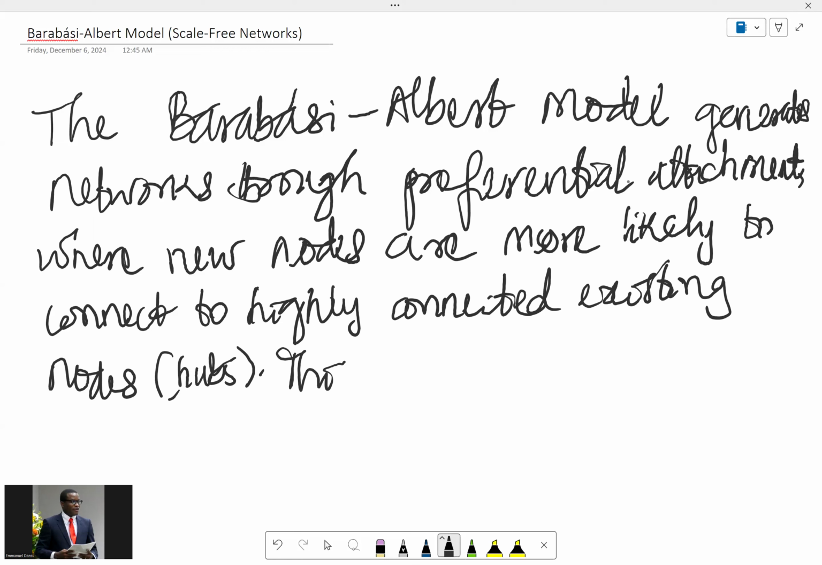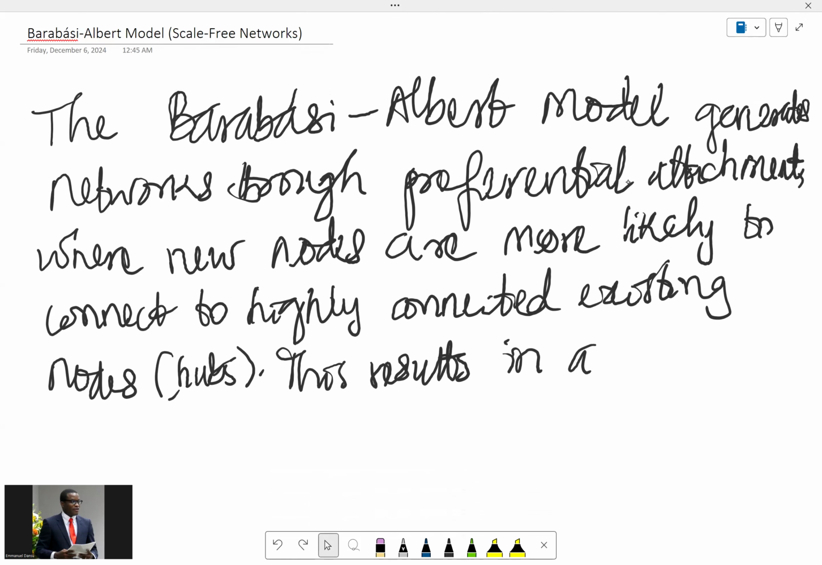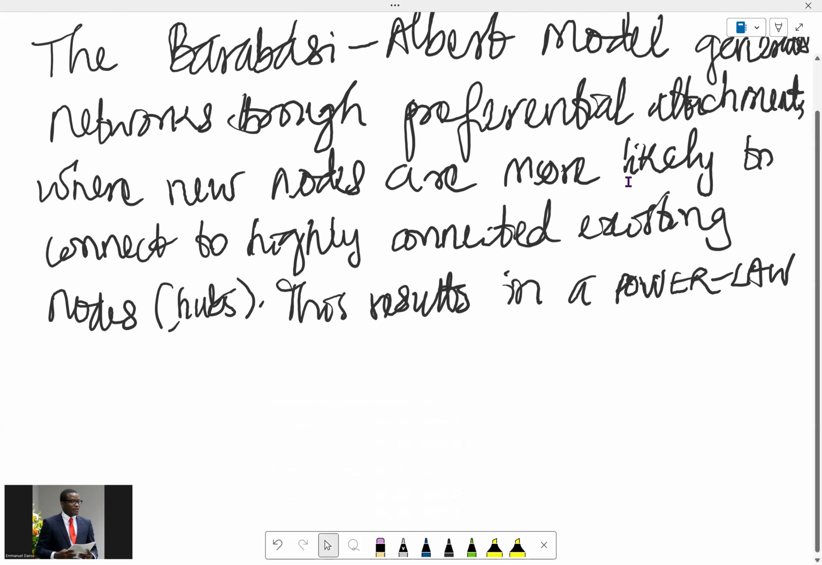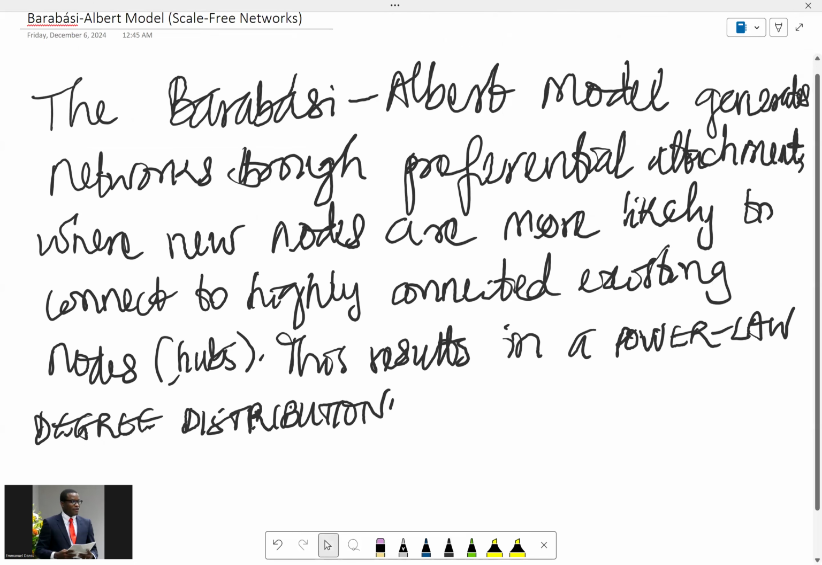So this results in a power law. Power law is very popular in mathematics. This results in a power law degree distribution. So the degree distribution will follow a power law.